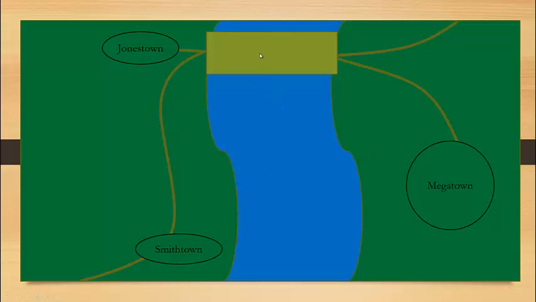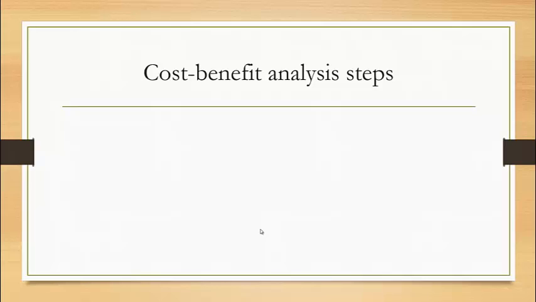So the bridge would be a lot more convenient for the people of Johnstown, because it would be right next to their town. People of Smithtown would have to drive all this way to get there. Whereas the ferry would likely be either in a middle location or it would be closer to Smithtown. Okay? So how would these communities decide what the best solution is? The answer is that they would do a cost-benefit analysis.